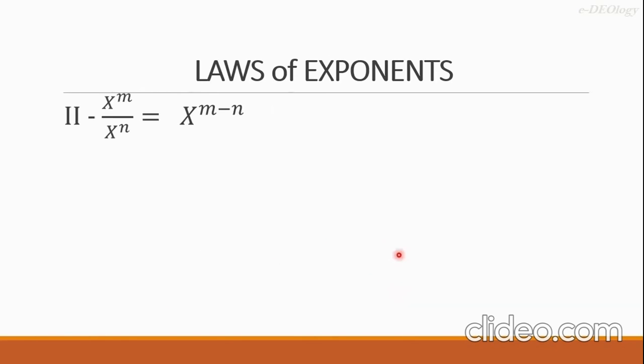Let's have the second law. It says we're going to divide exponents with the same base. We simply subtract the exponents. But take note that the exponent on top should come first. So this is m minus n. Let's have an example. y raised to 7 divided by y raised to 5. So this is equal to y raised to 7 minus 5 equals y squared.